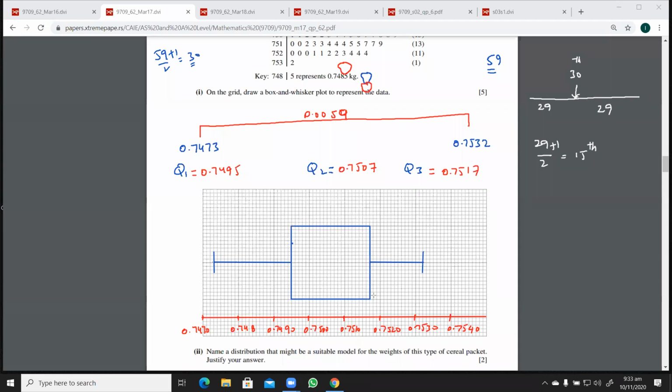So this is the box over here, and I have to show the median. Median is at 0.7507. It is going to be 98. This is yours. Okay. This is your box and whisker plot.